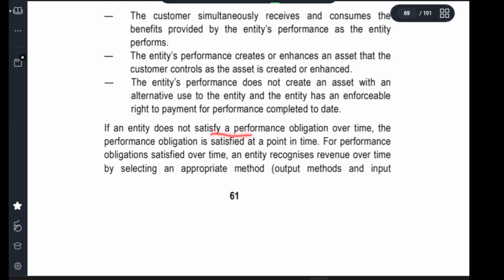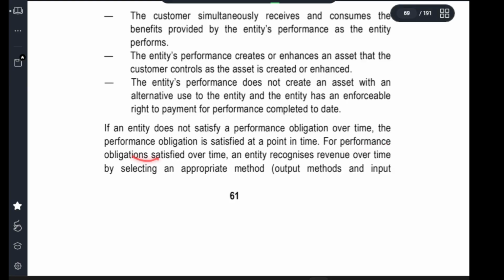If the entity does not satisfy the performance obligation over time, the performance obligation is satisfied at a point in time. So when the customer says, I am not satisfied with your service, you can only account for the revenue when the client is satisfied, because there is no completion until the client says, okay, it has been completed.